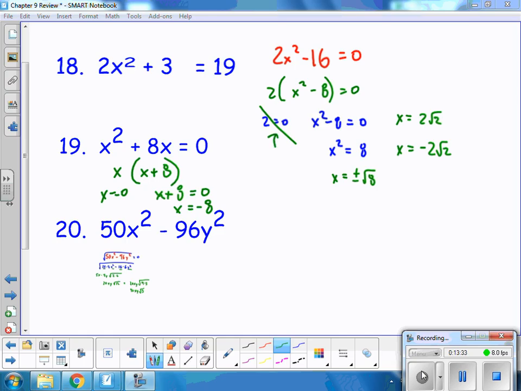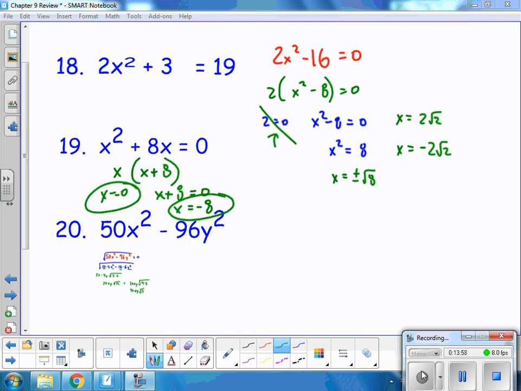Number 19, this is a really simple one, and some of you will overcomplicate this, you'll overthink this, so be careful on that one. Just remember, the first thing is the GCF. So take a look at this guy. Factor out the x, and you end up with x equaling 0, which is one of the solutions, and x equals negative 8. So do not overthink those ones. I'm missing a C term on this one.